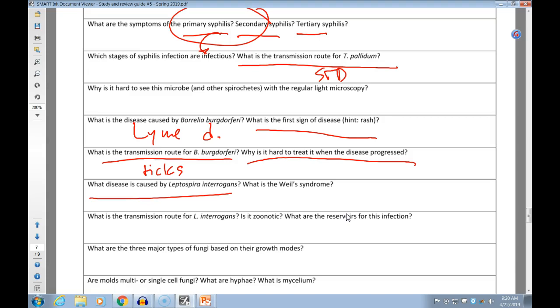Leptospira interrogans causes leptospirosis, which is generally just a fever, but in Weil's syndrome it's vasculitis, liver and kidney failure. Transmission route from animals: exposure to animal urine and feces. It is zoonotic, therefore. Reservoirs: domestic animals.